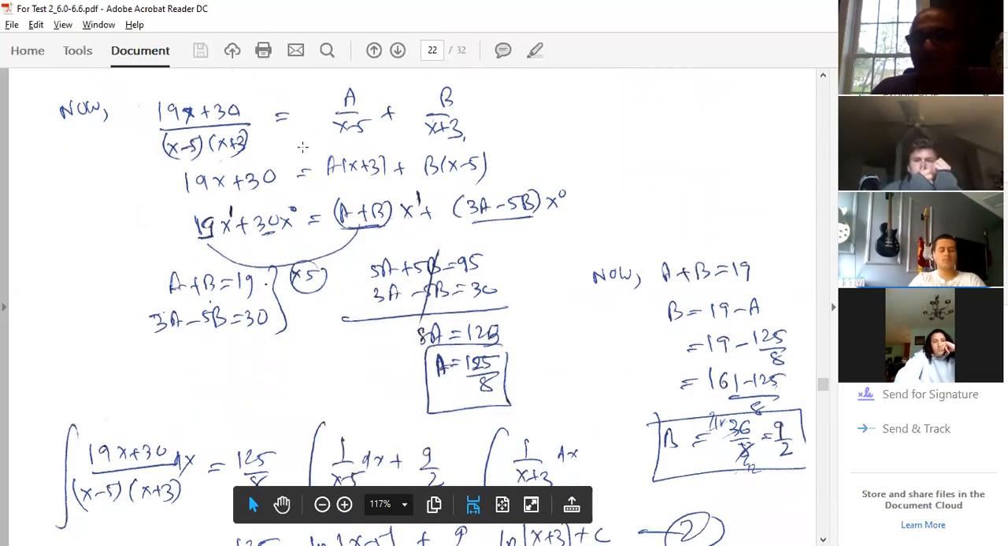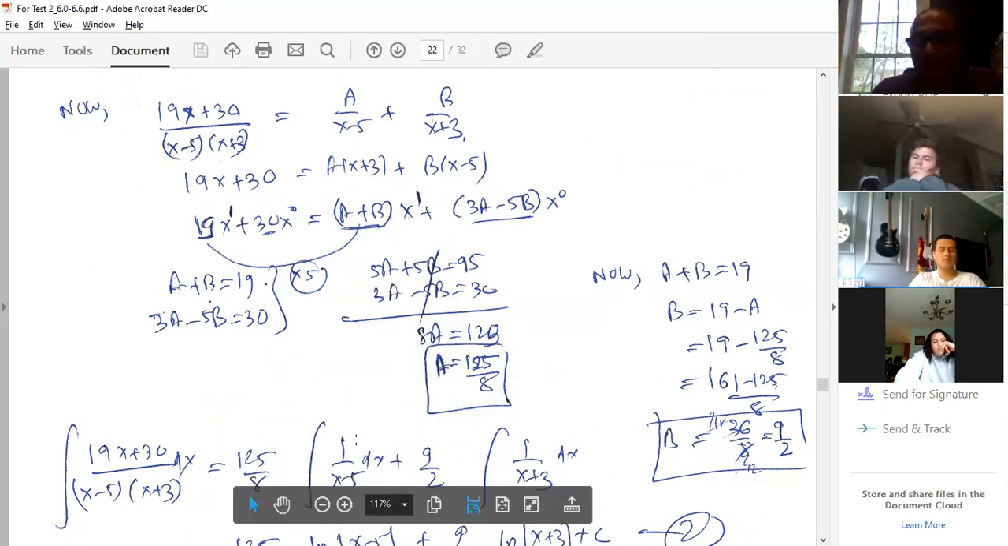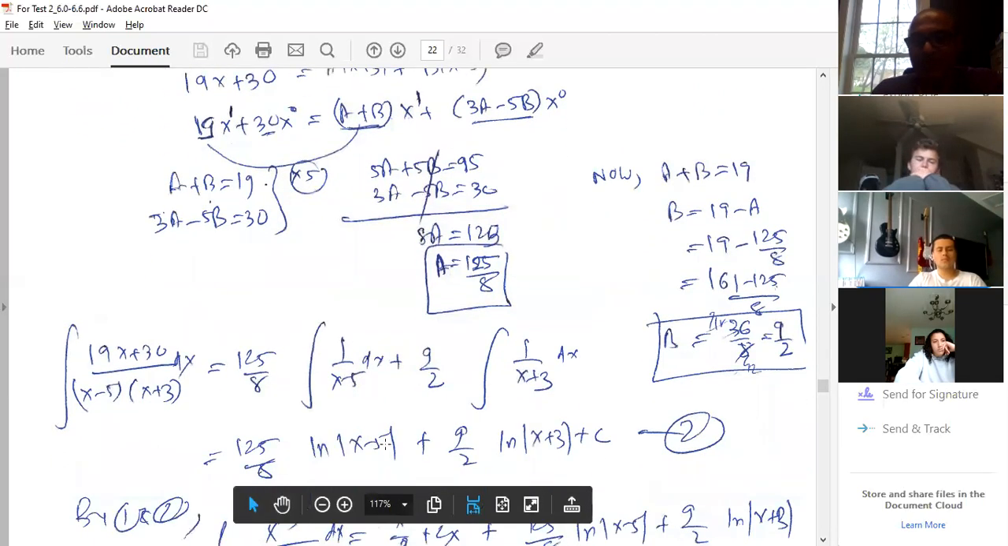Look at my cursor, very first line, A and B, and go for the integration. Constant, pull it out, 125 by 8, and let me pull out B, and go for the integration. If you go for the integration, x minus 5 derivative is 1, x plus 3 derivative is just 1. So that means I can use the ln function for the integration.